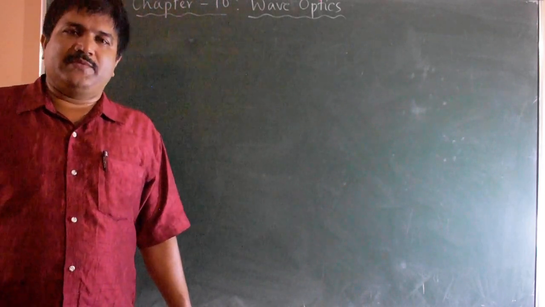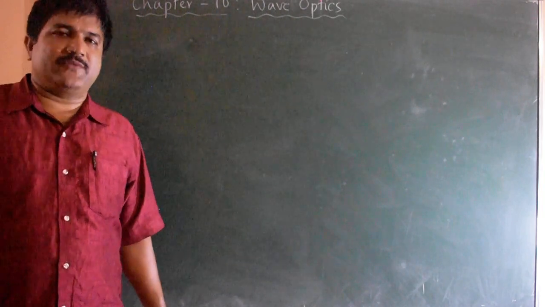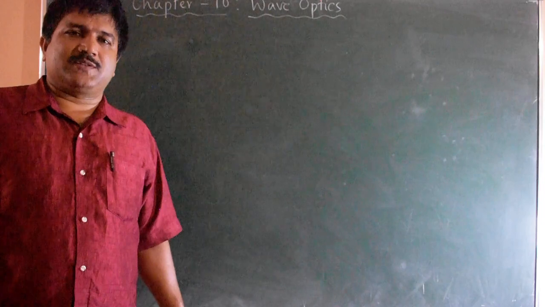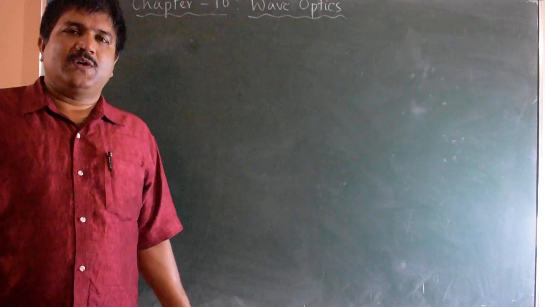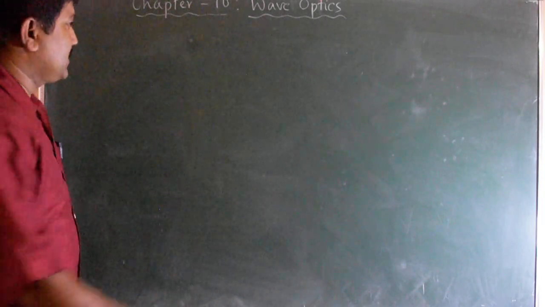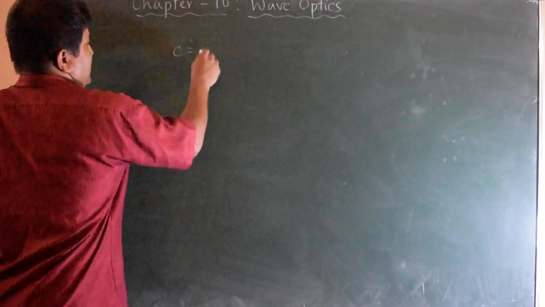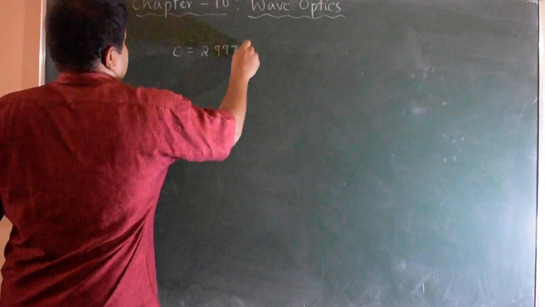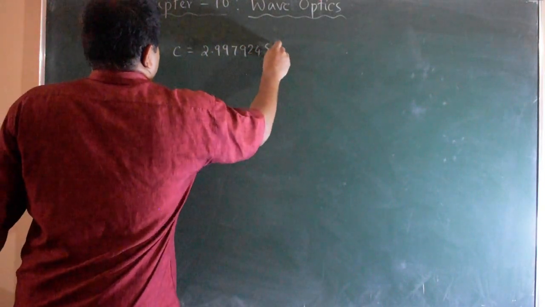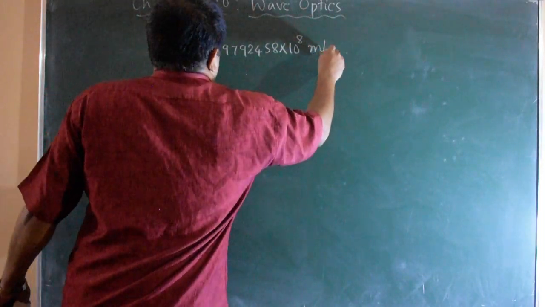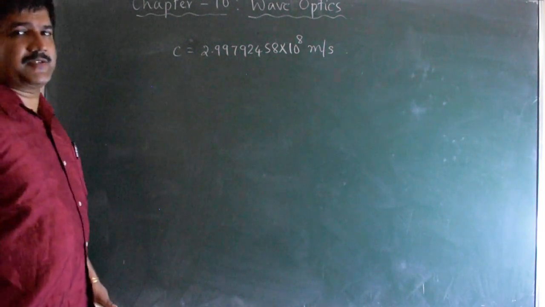Light can travel even in the vacuum, and light travels fastest in the vacuum, with the speed of 2.99792458 into 10 power 8 meter per second. The speed of light is denoted by the symbol C. This is the speed of light.